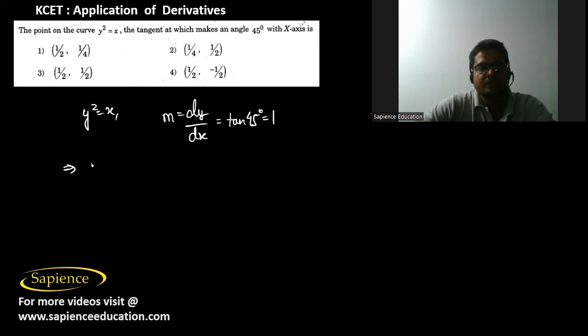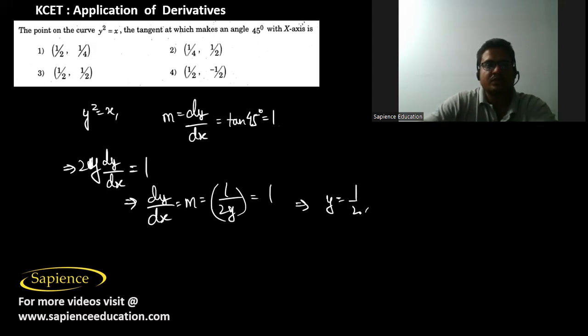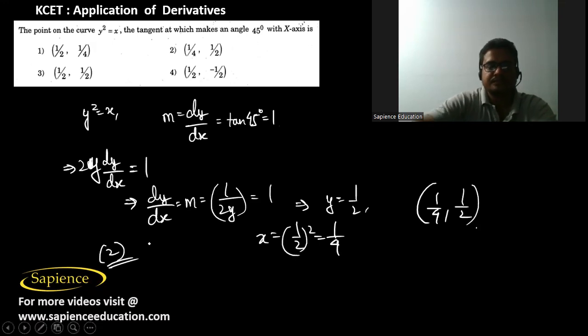So 2y dy by dx should be equal to 1. So dy by dx, that is the slope of the tangent, is equal to 1 by 2y. So that should be equal to 1. So it means that y should be equal to half. So if y is equal to half, then x will be equal to half square, which is 1 by 4. So the required point is 1 by 4 comma 1 by 2. So option 2 is the correct answer.